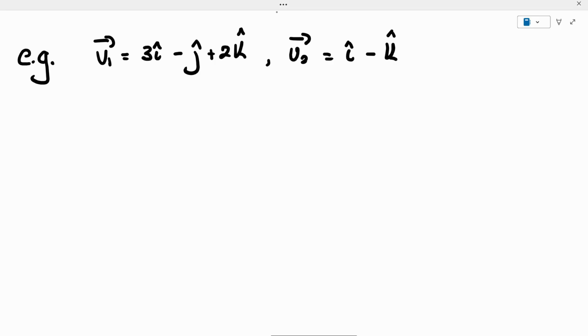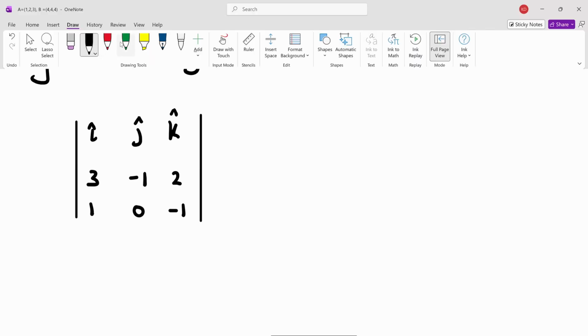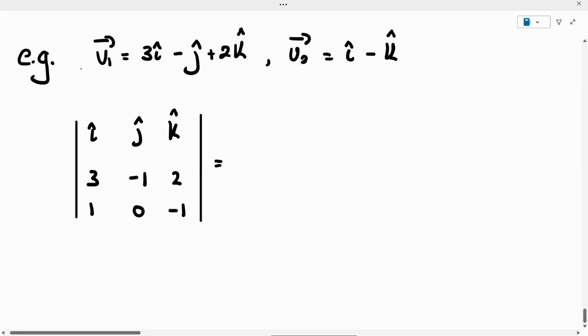To do this, we take the determinant of the 3 by 3. We put the i, the j, and the k, and then our first vector is 3, minus 1, 2, and our second vector is 1. There's no j component, so we put 0, minus 1. Right? So you'll try to find the cross product then.